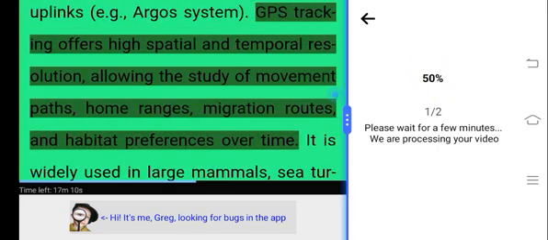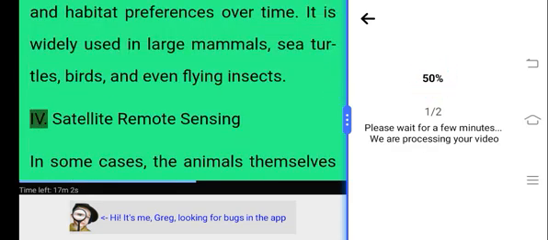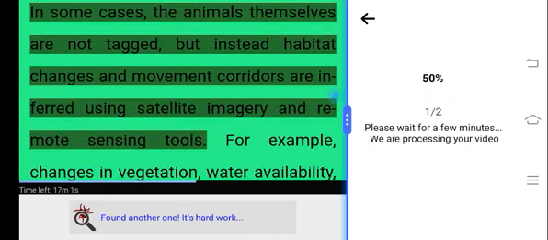GPS tracking offers high spatial and temporal resolution, allowing the study of movement paths, home ranges, migration routes, and habitat preferences over time. It is widely used in large mammals, sea turtles, birds, and even flying insects. 4. Satellite remote sensing. In some cases, the animals themselves are not tagged, but instead habitat changes and movement corridors are inferred using satellite imagery and remote sensing tools.